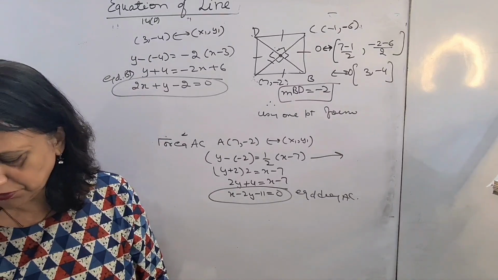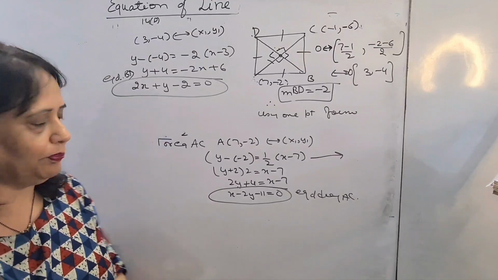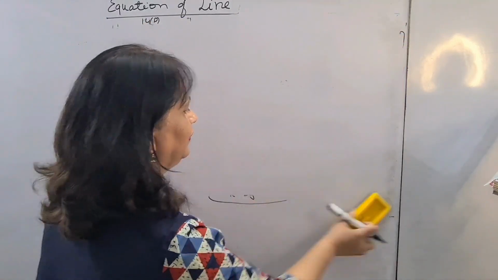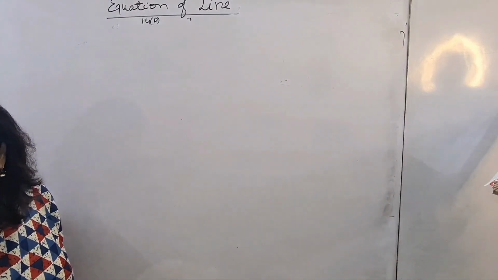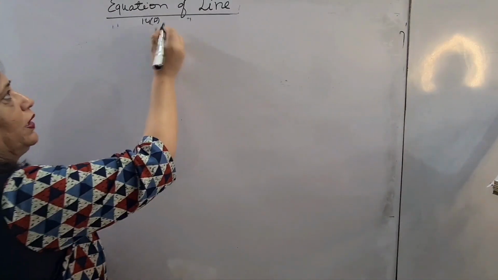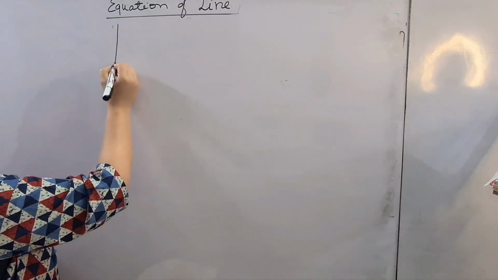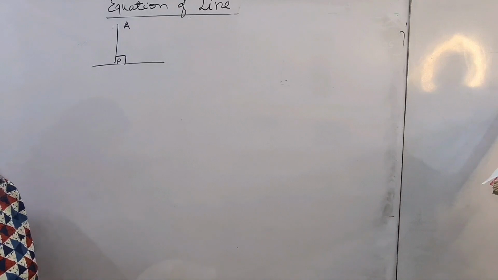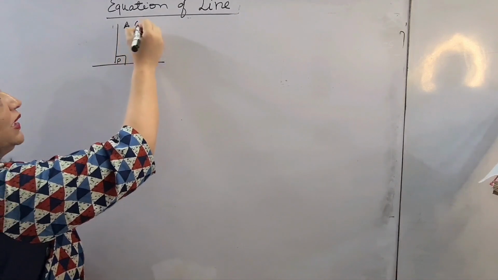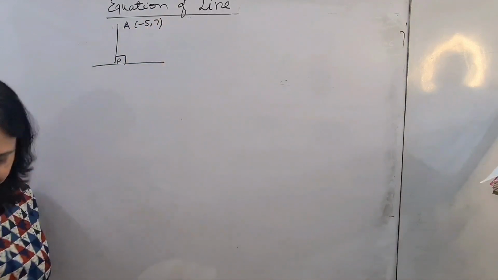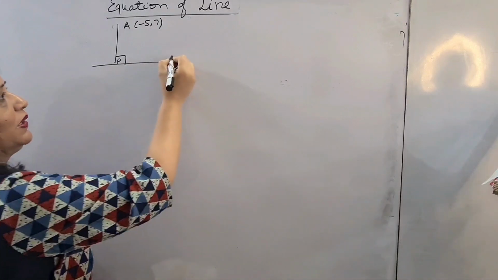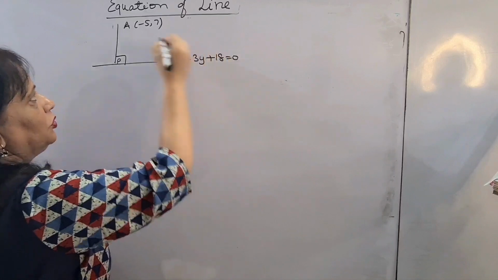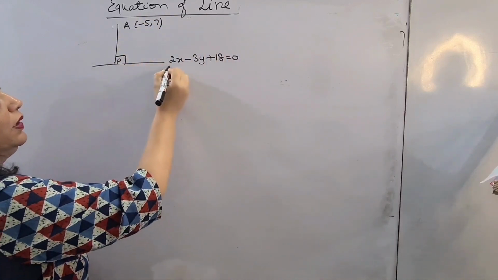Then come to question number 22, the foot P. Just listen to me, question number 22, the point P is the foot of perpendicular. Very simple question. P is foot of perpendicular from A, and A is minus 5 comma 7, on the line 2x minus 3y plus 18. So this is foot of perpendicular.